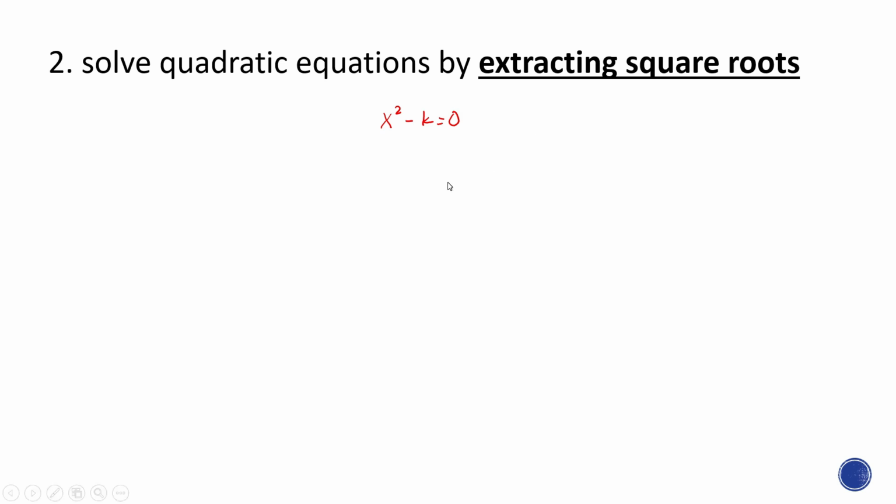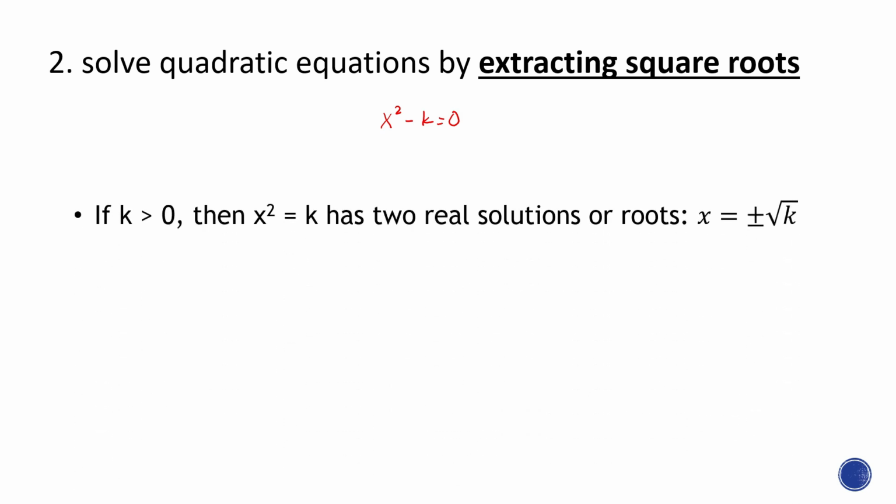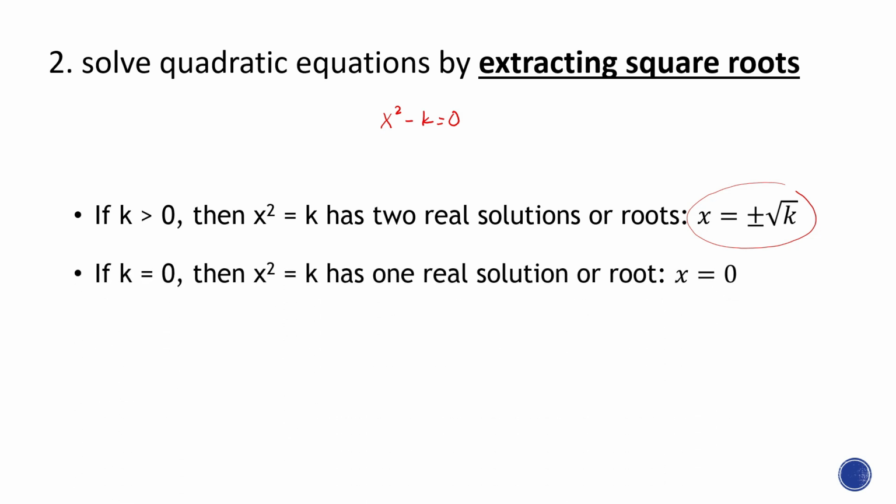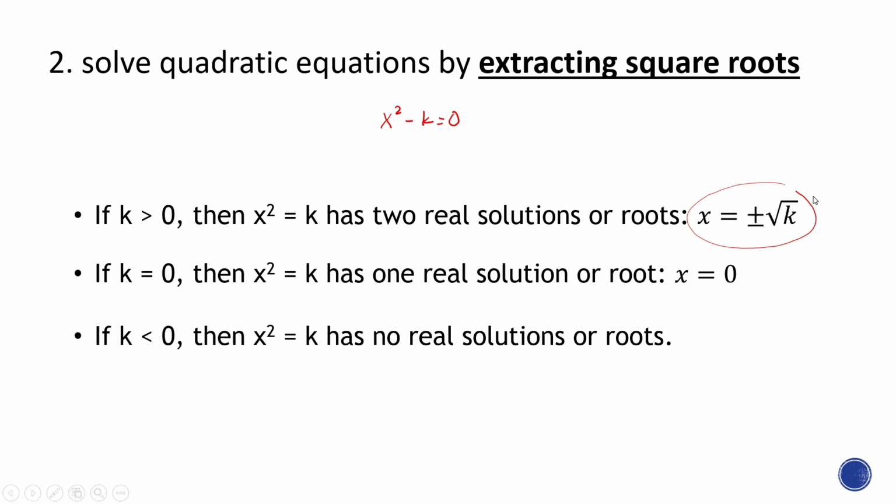And I'll remind you of these 3 possibilities when it comes to the answers, or the roots, or the solutions. The first one is if k is greater than 0, then the equation is going to have two real solutions or roots, and the answers are the positive square root of k and the negative square root of k. The second possibility is if your k is equal to 0, there will be one real solution, and the root, or the value of x, is equal to 0. Finally, if your k is negative, then there will be no real solutions or roots, meaning the answers or the roots are imaginary.